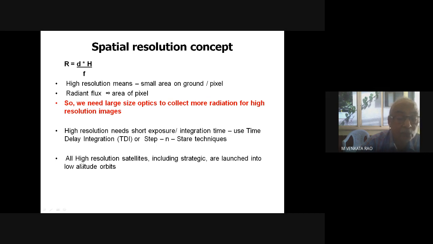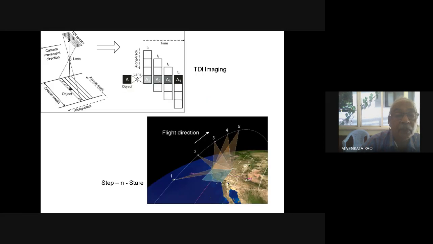As I mentioned, of course, high resolution satellites, particularly strategic defense satellites, are launched into low altitude orbits. Of course, they don't tell anybody. So they launch at 300, 400 kilometers, where they can see very clear, high resolution images.